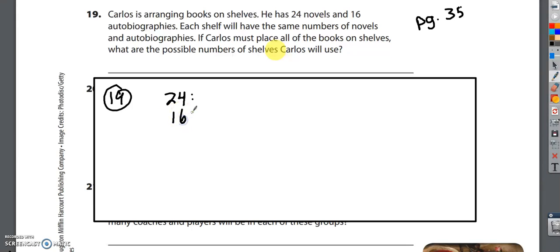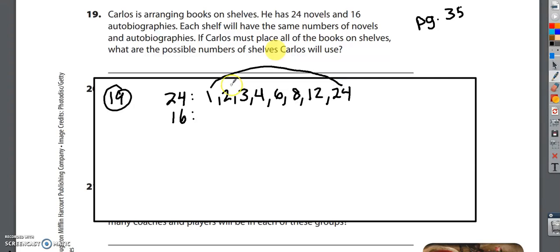So I'm just going to list all the factors. Factors of 24 include 1, 2, 3, and 4. Those are all the smaller factors of 24, and then I'm going to find the partners. It's going to be 4 times 6, 3 times 8, 2 times 12, and 1 times 24. To make sure that we got them all, we can use a rainbow method: 1 times 24, 2 times 12, 3 times 8, and 4 times 6. So that seems about right.